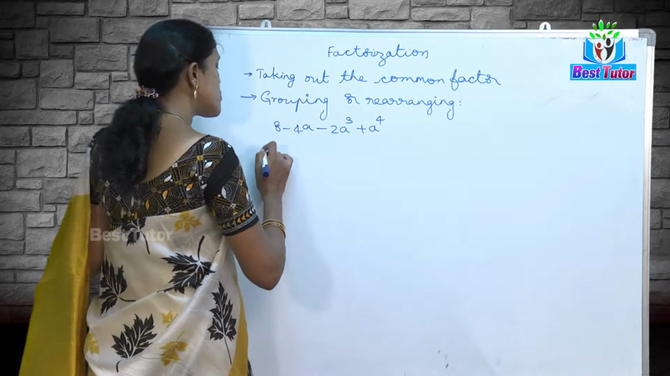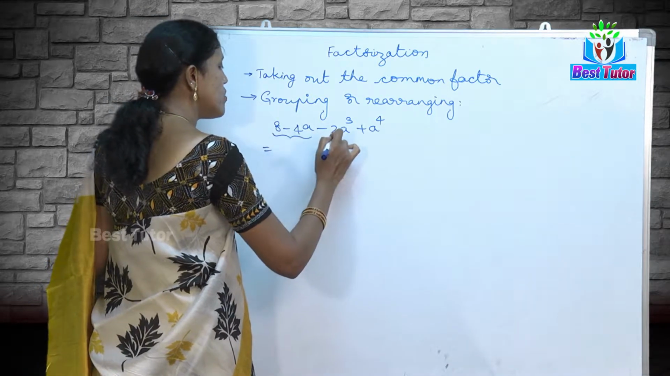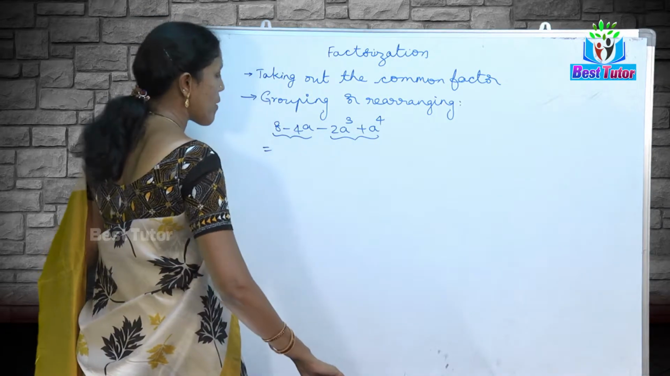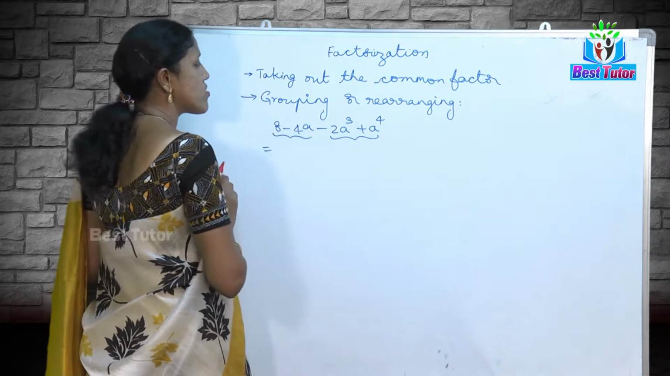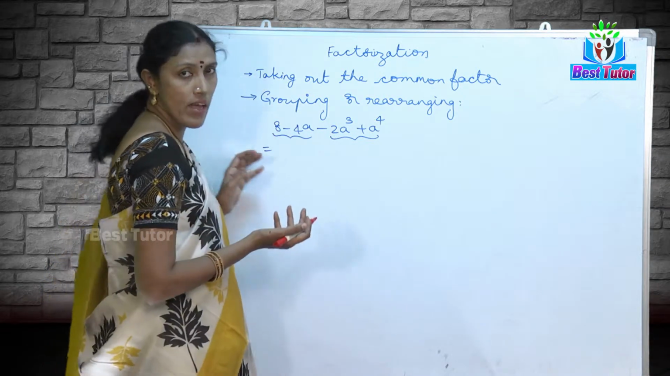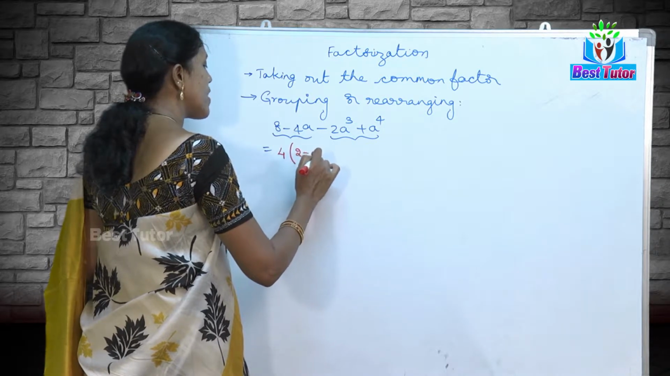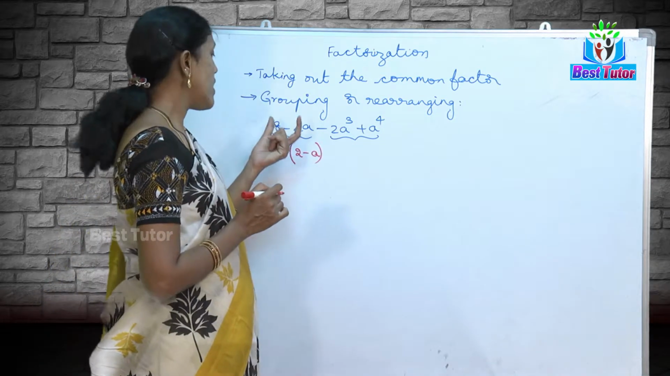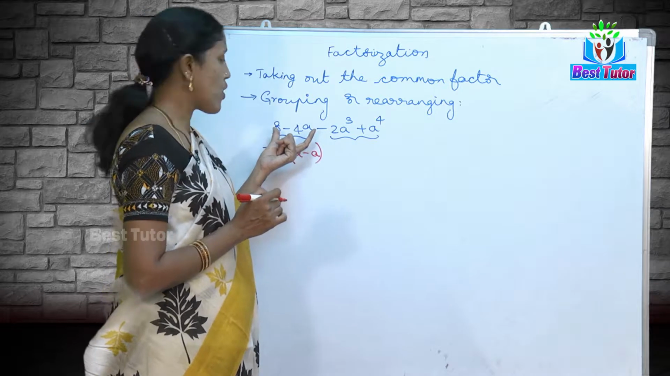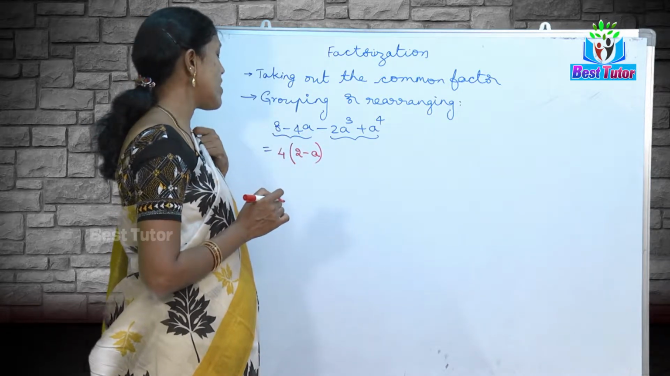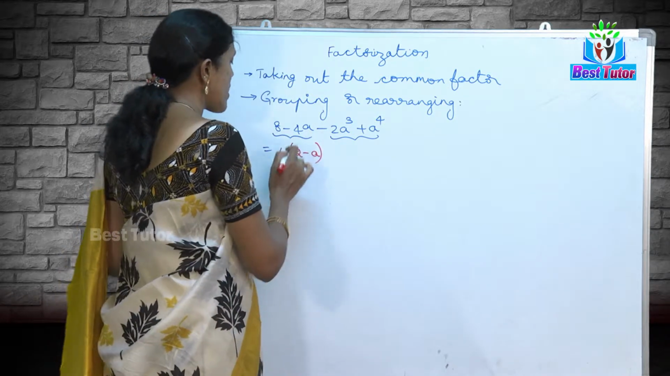What are we going to do? I will group these two and I will group these two. So by grouping, in the first 2 terms, what is the common element? Here we have 4 as a common term. So I will get 2 minus a. In this first binomial, 4 is a common factor, and check whether we have done it properly or not.